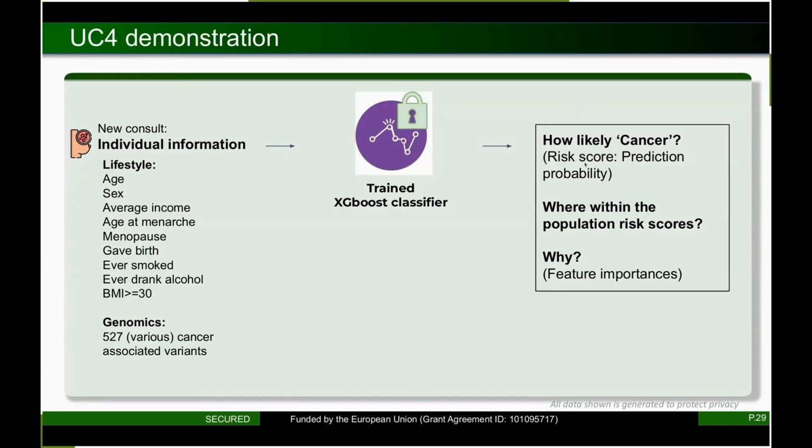It will give us a risk score, which is the prediction probability of whether this person is likely to be a cancer case or not. We will also be able to see where within the population of people this risk score is located, so whether it's a high risk compared to the population or low, and also why. So based on which features is the model making these decisions.